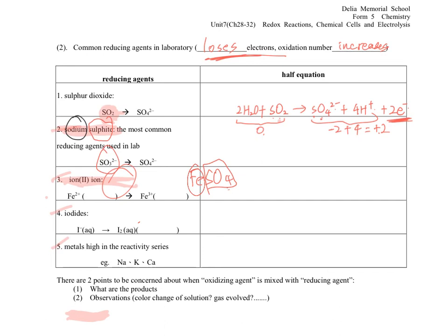Okay, so you have to be able to identify whether this ion will react or another ion will react. So you have to be very familiar with the reducing agent and oxidizing agent.